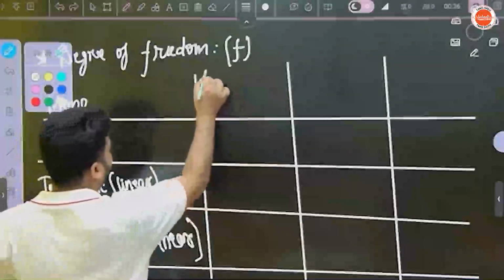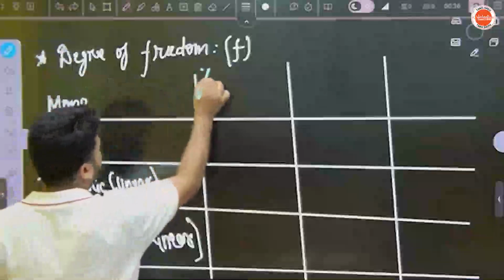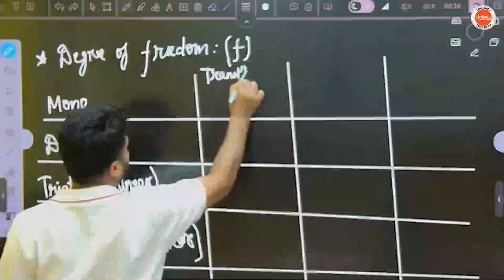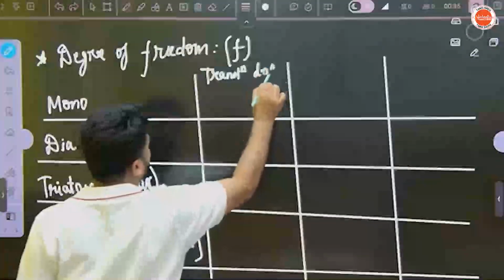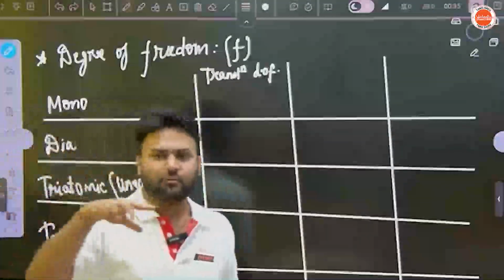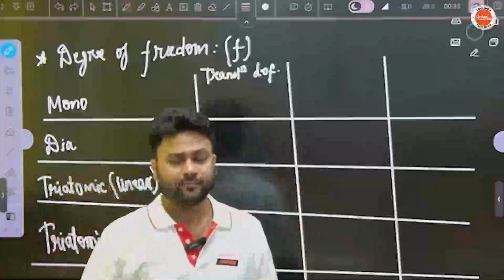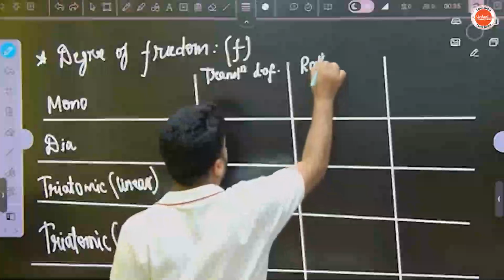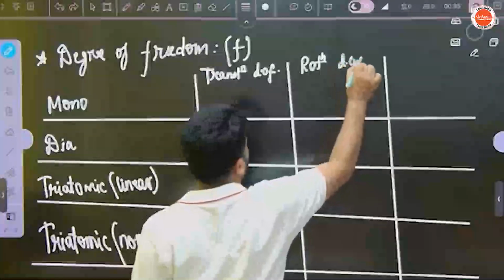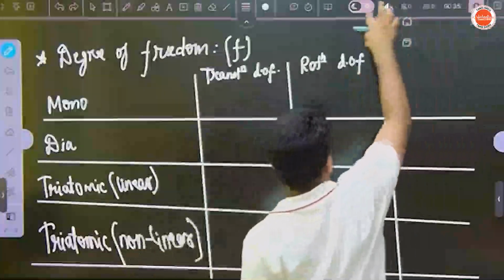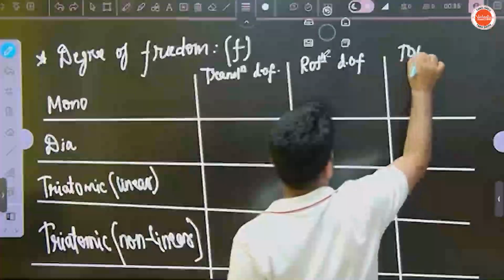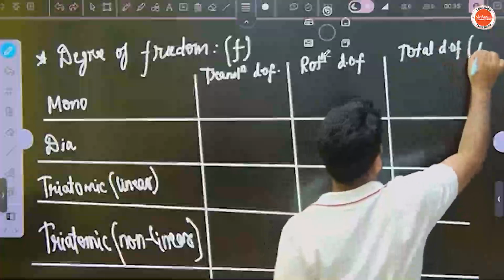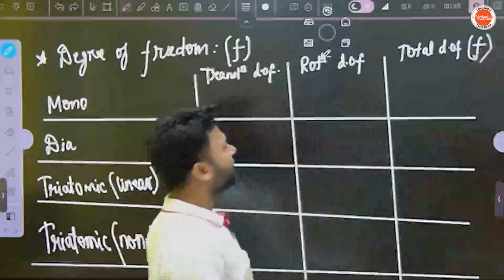One thing they ask is translational degree of freedom. Translational degree of freedom means in how many ways it can have translational motion, linear kind of motion. Then we have rotational degree of freedom, in how many ways it can rotate. And then they ask total degree of freedom. This is very important. Total degree of freedom, we represent by the letter F.